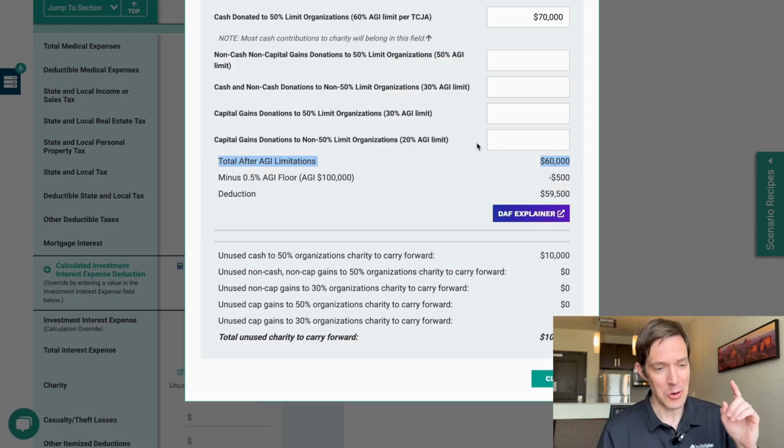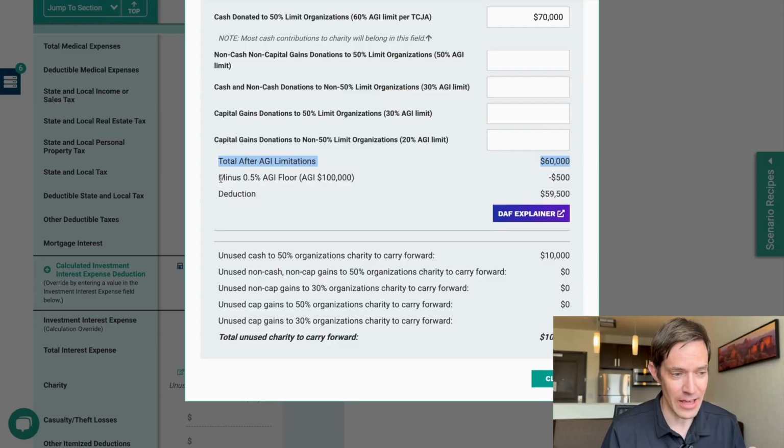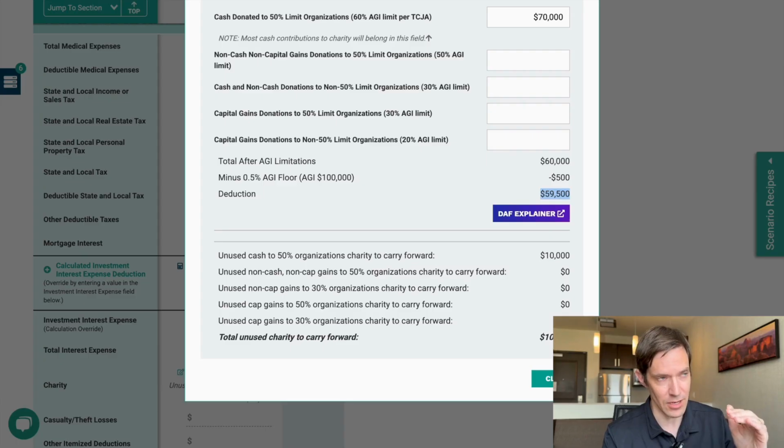All right, so moving on to the next thing, which is new in 2026, there is now a 0.5% AGI floor on deducting charity. So in this case, it was a nice round number. We had $100,000 of AGI, and so 0.5% of that is $500. And so the actual amount I'm able to deduct in this case is the 60,000 minus 500, 59,500. Now, there's nuance in the calculation around how it's going to handle these different flavors of deductions.